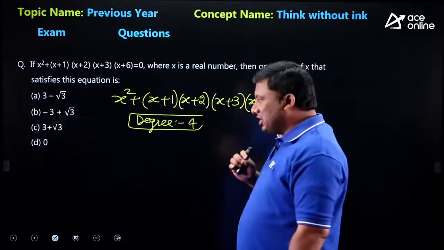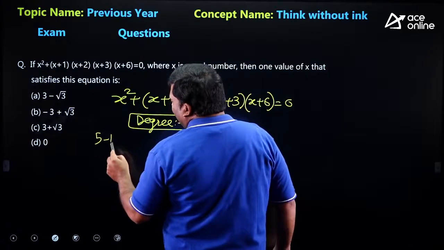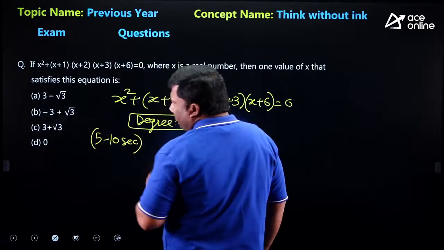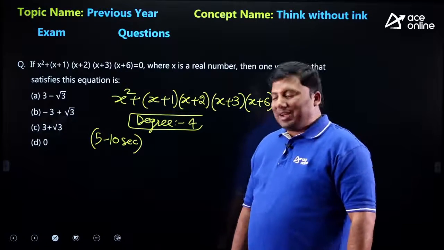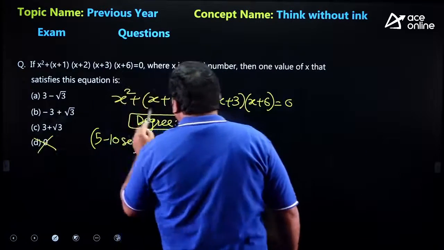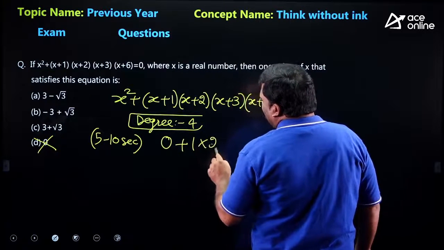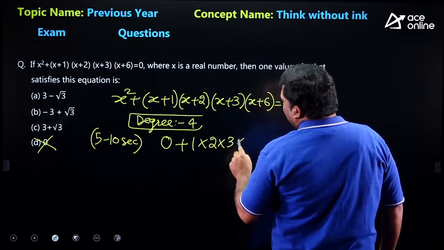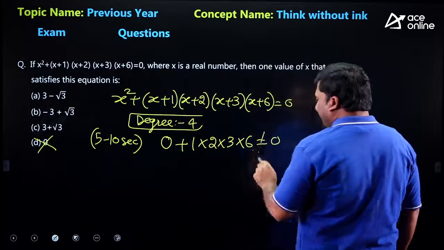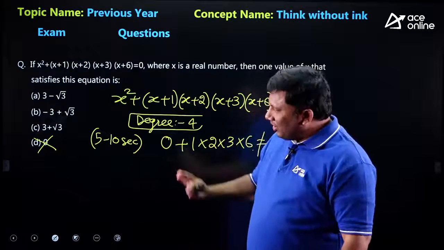If you solve this question very smartly, within 5 to 10 seconds, you can solve it. Sir, how? See here. First of all, 0 cannot be the answer, because if I substitute x as 0, 0 plus 1, 0 plus 2, 0 plus 3, 0 plus 6 gives 36, which is not equivalent to 0. So 0 is omitted.